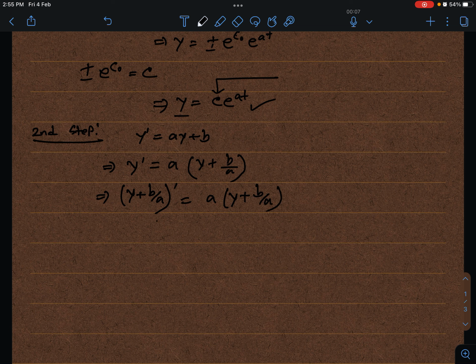This is completely legal because if you find the derivative of the term y plus b by a, you would see that this is basically y prime, because the derivative of b by a is equal to 0. That's why this is legal.